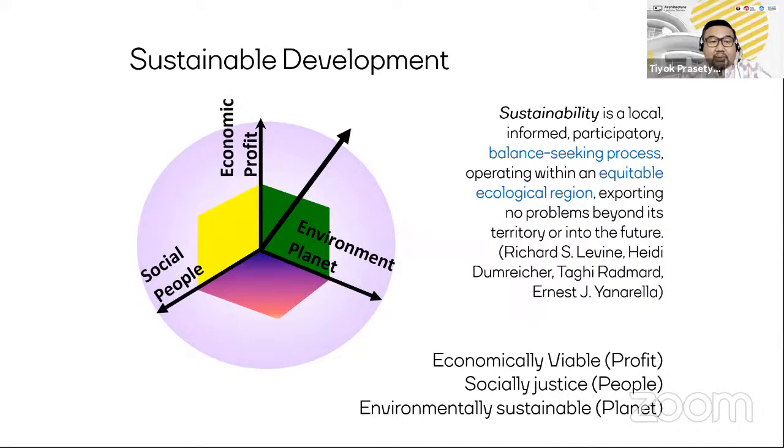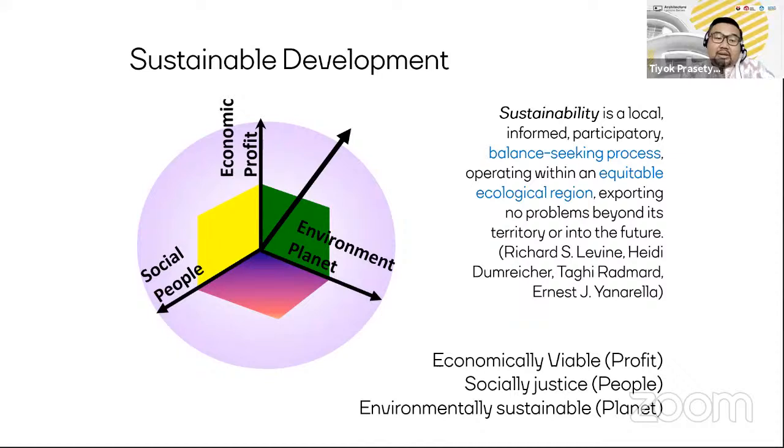Sustainable development itself, it's a balance. So we're not thinking about only the environment, but it has to survive economically. So if you're talking sustainability in design, in design practice, your practice also has to be profitable, not to be greedy, but make some money. Your client has to make some money or save some money.